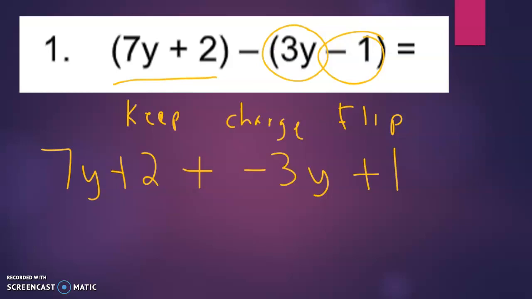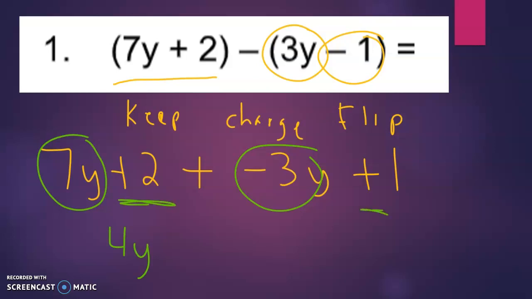Then it goes absolutely right back to last week's, where we have 7y and negative 3y for 4y. We have positive 2 and positive 1 for positive 3. And that's the final answer.